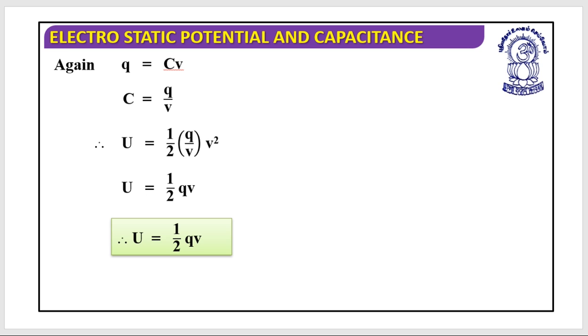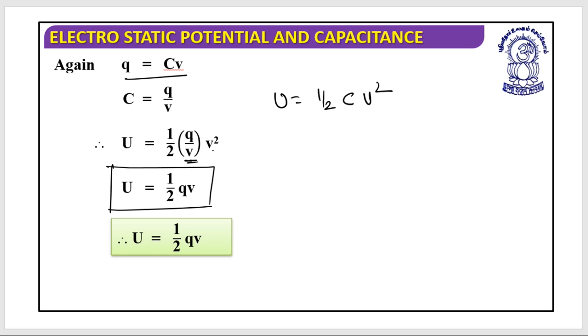Next, again let's replace using Q is equal to CV. I had the relation that U is equal to half CV square. So let's replace C with the help of Q by V. If U is equal to half into Q by V into V square, then U is equal to 1 by 2 QV. This is the third form.